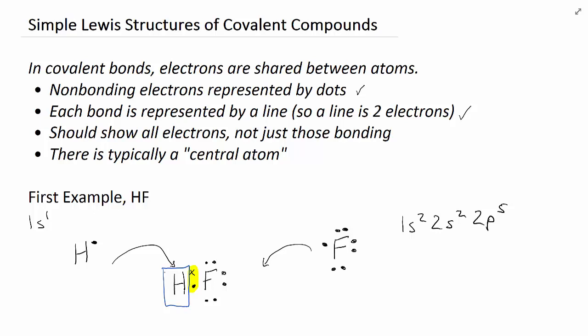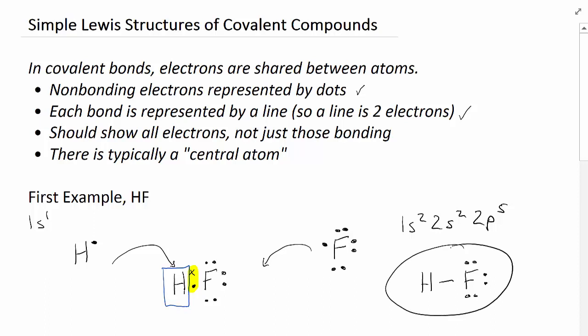This right here is what we would call a single bond, because there are 2 electrons being used, and we would draw this structure as H-F, and then of course we'd finish it off with the other electrons, the non-bonding electrons that are now around it. So this is the proper Lewis structure for HF.